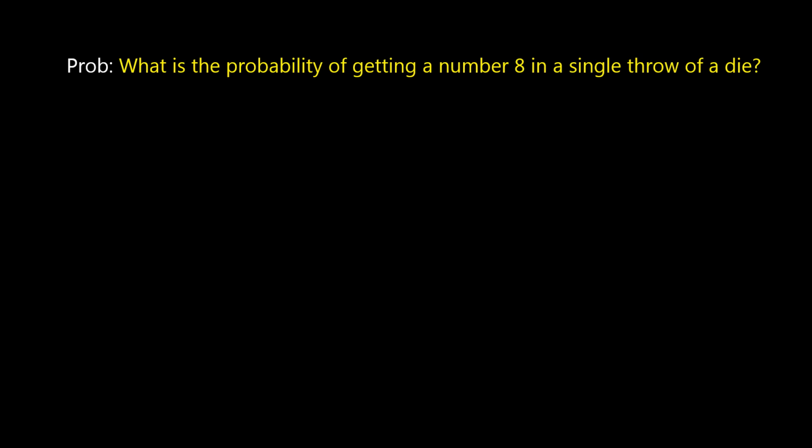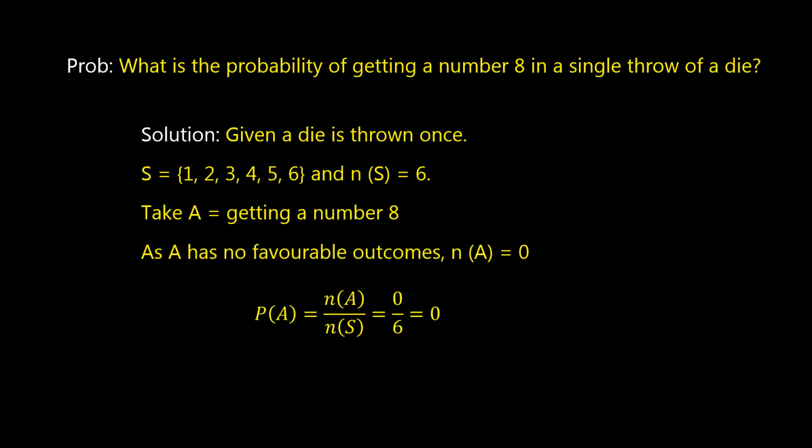Let's discuss one more problem. What is the probability of getting a number 8 in a single throw of a die? Very easy sum. Identify the random experiment. Given a die is thrown once, this is the random experiment. We know the sample space, that is 1, 2, 3, 4, 5, 6, and n of S is 6. The event is getting a number 8. Is it possible to get the number 8? No, because here the numbers we have in S are only 1, 2, 3, 4, 5, 6. There is no possibility of getting number 8.